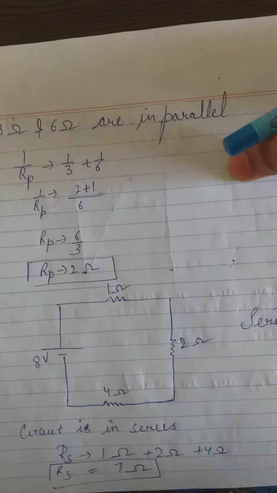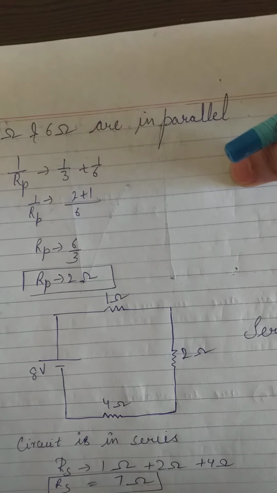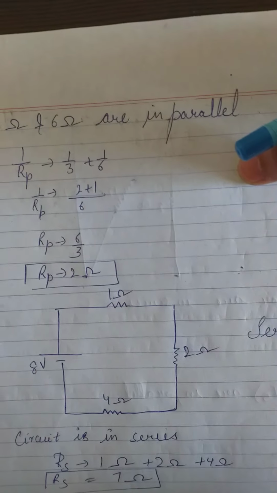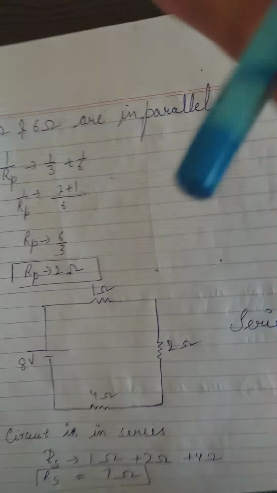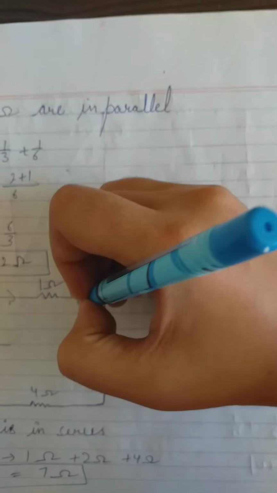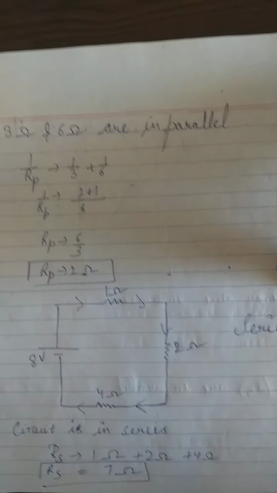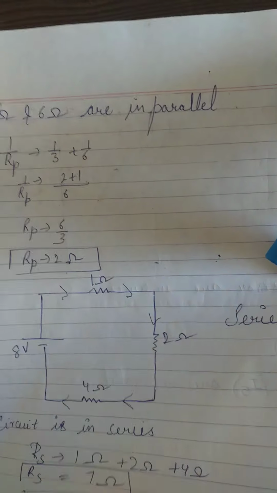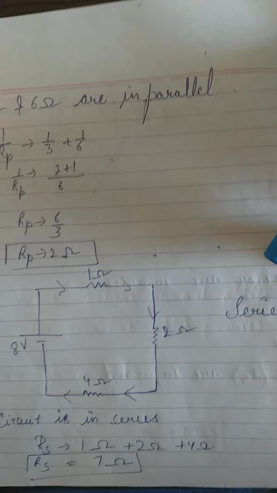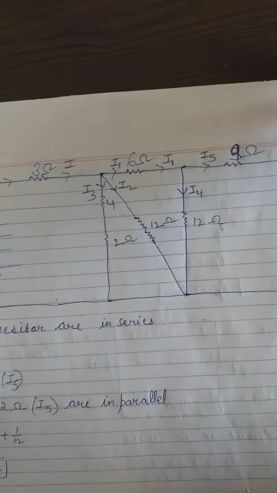Now see this diagram: 1 ohm, 2 ohm, 4 ohm, and voltage is 8 volt. Now this circuit is in series because the current is same throughout the circuit. So you simply have to add it. 1 plus 2 plus 4, which comes out to be 7 ohm. The circuit is in series. Clear?